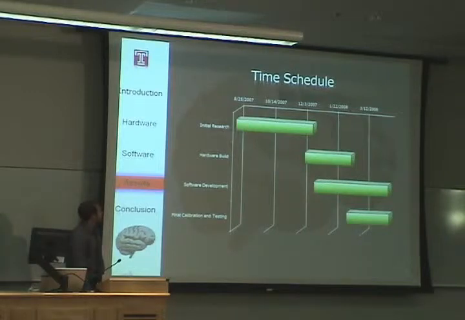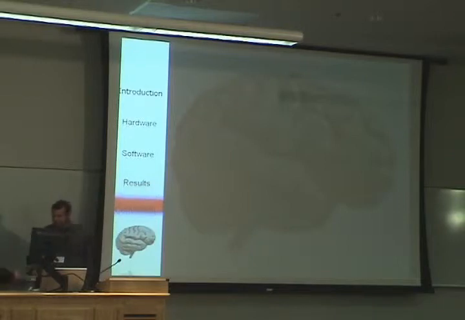And finally, we did a breakdown of our time schedule. You can see we started over the summer of 2007, and once the research was completed, we were able to begin building the hardware, which was done at the same time as the software development. And once that was completed, about 2 months ago, we began testing and calibrating the hardware and software adjustments. And now Matt's going to talk about our conclusion.